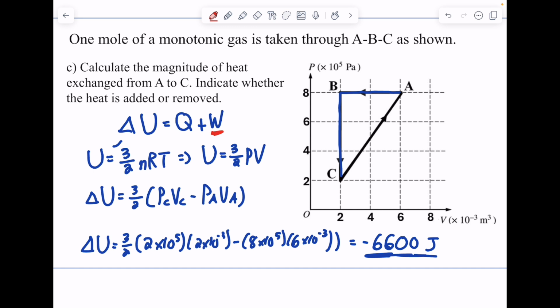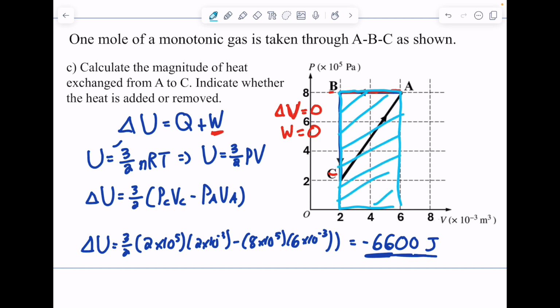When it comes to finding the work from A to C, I only have to look at the part of the graph from A to B, and that's because going from B to C, there's no change in volume. So the work here is 0. To find the work from A to B, I'm going to find the area under the graph. Now the area under the graph means I look at the process and then find the area of everything underneath it, which would be this shaded region here.